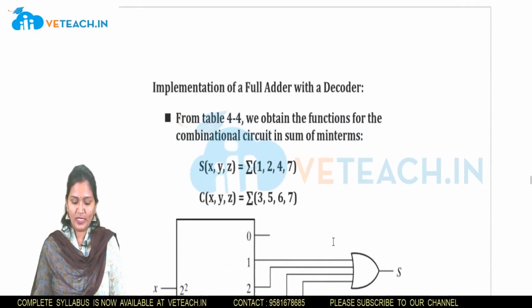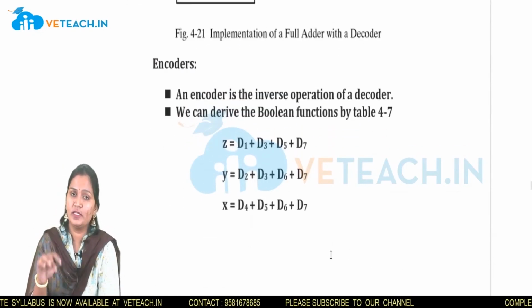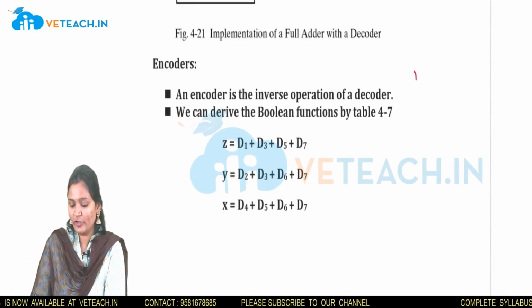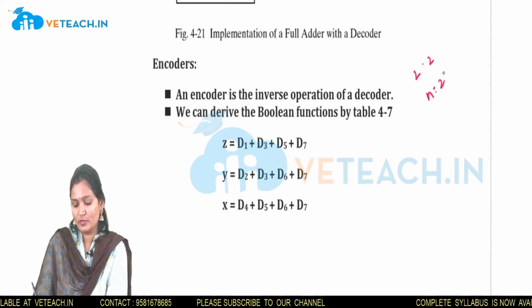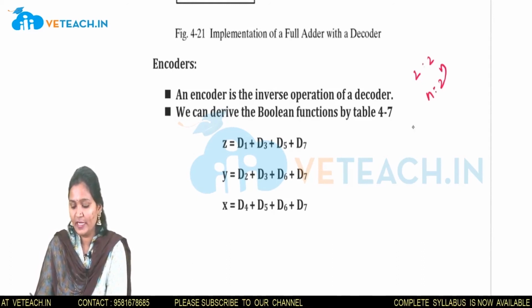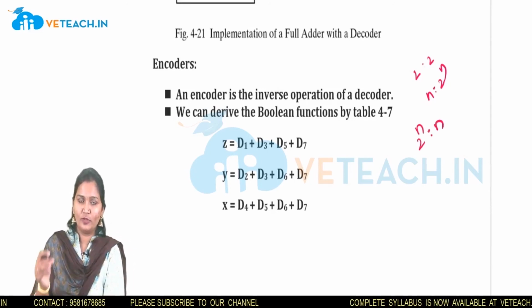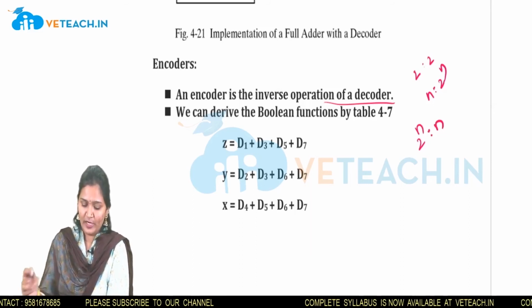So next one is encoders. An encoder is nothing but just the exact opposite of a decoder. So in a decoder we have n inputs and 2 power n outputs, right? Similarly, in the encoder we have 2 power n inputs and n outputs. So here it is an inverse operation of the decoder.